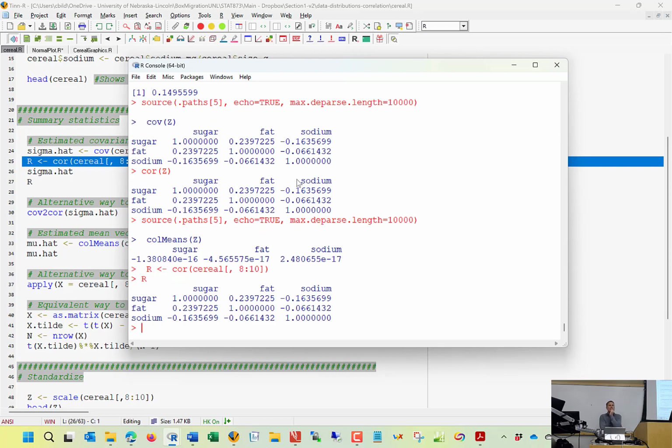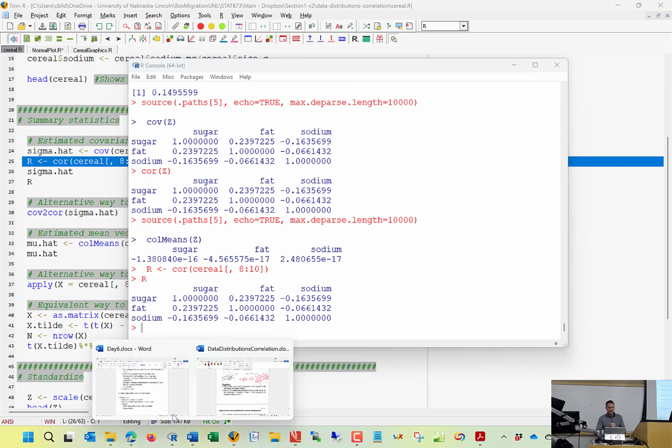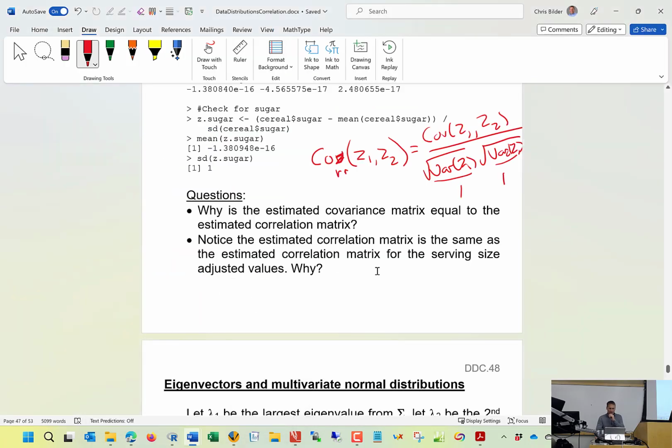Look at that. It's exactly the same as the correlation matrix for the C's, and that's exactly the same as the covariance matrix for the Z's as well. So that's interesting to see. Any thoughts about why that happens?